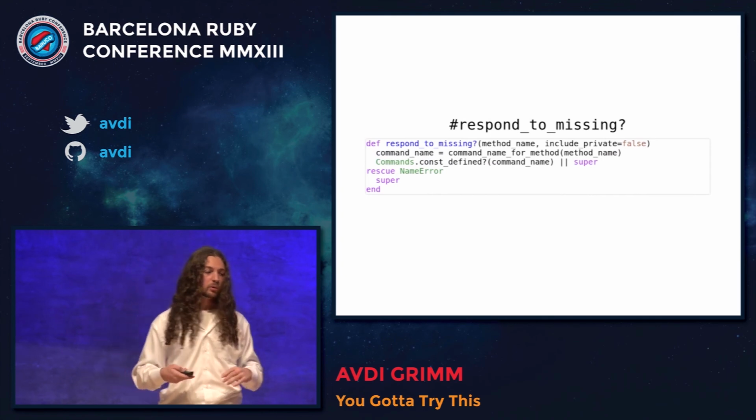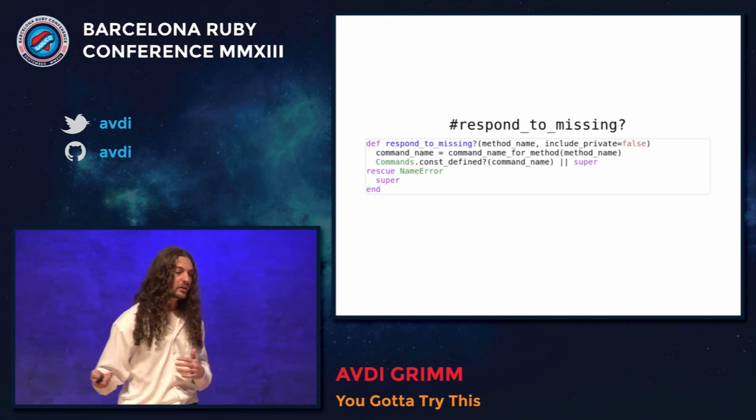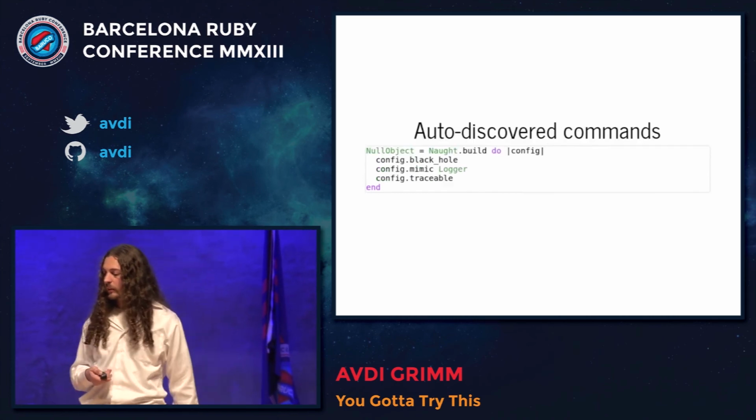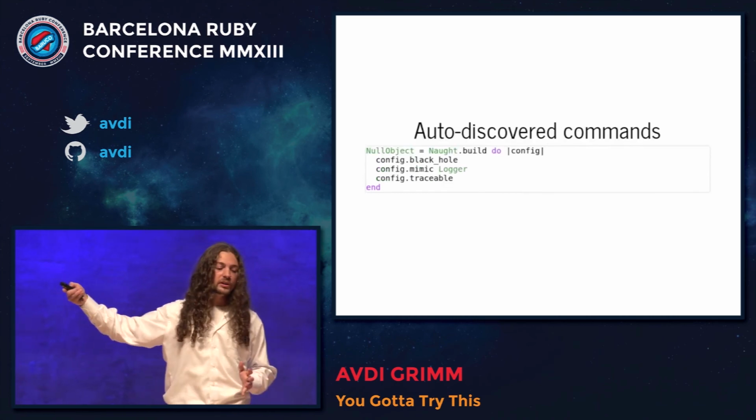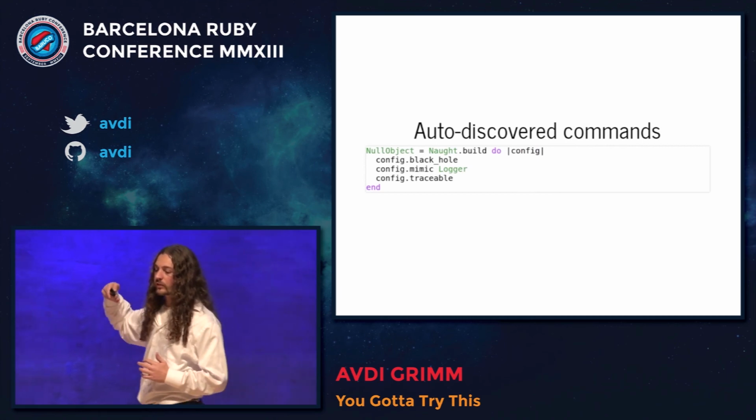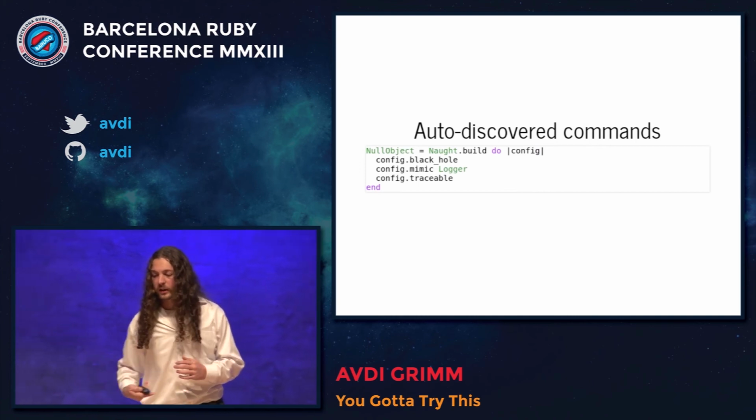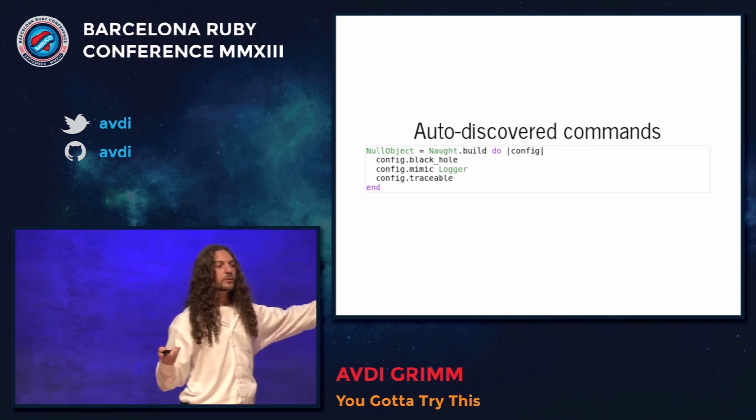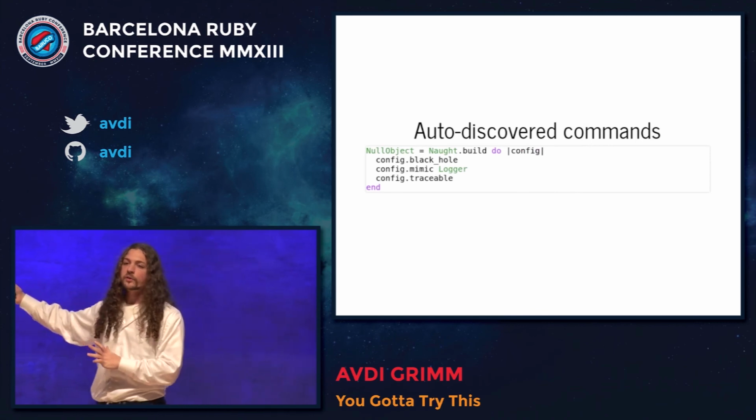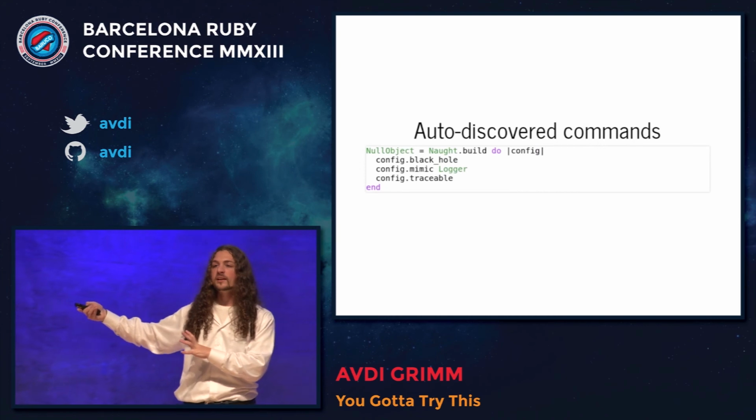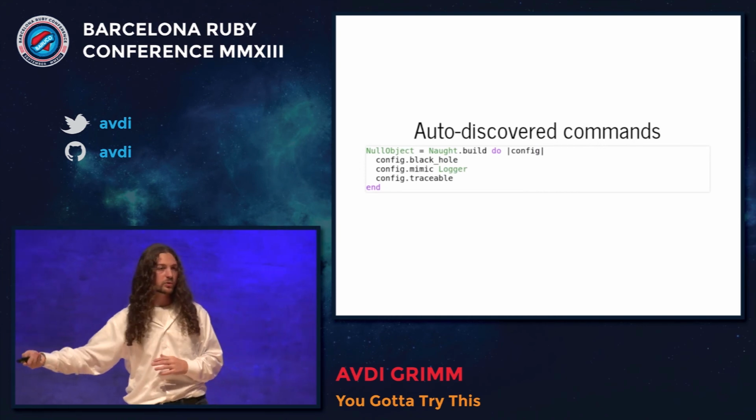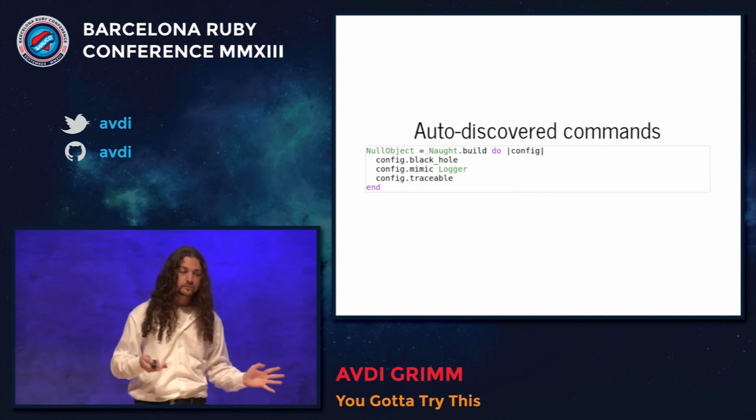And since I'm a polite metaprogrammer, I also implemented respond_to_missing? with the same logic, so it would know when it can respond to one of those commands. So now, when somebody uses the build method and uses these different operations in there, like black hole or mimic, some of those might be from inside the NullClassBuilder. Some of those might be auto-discovered as command classes inside the commands namespace. But from the user's perspective, the client coder's perspective, it's completely transparent.